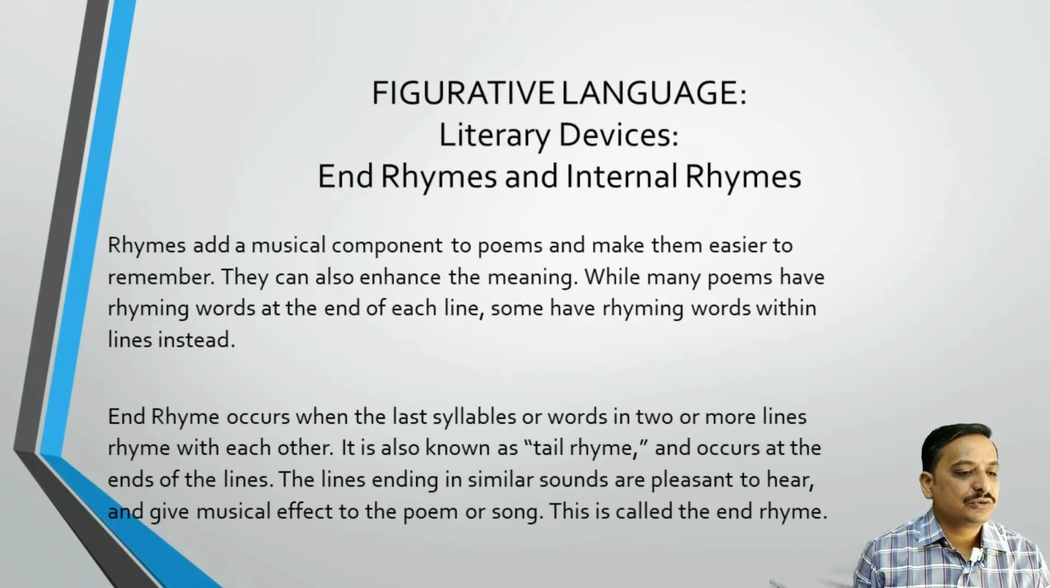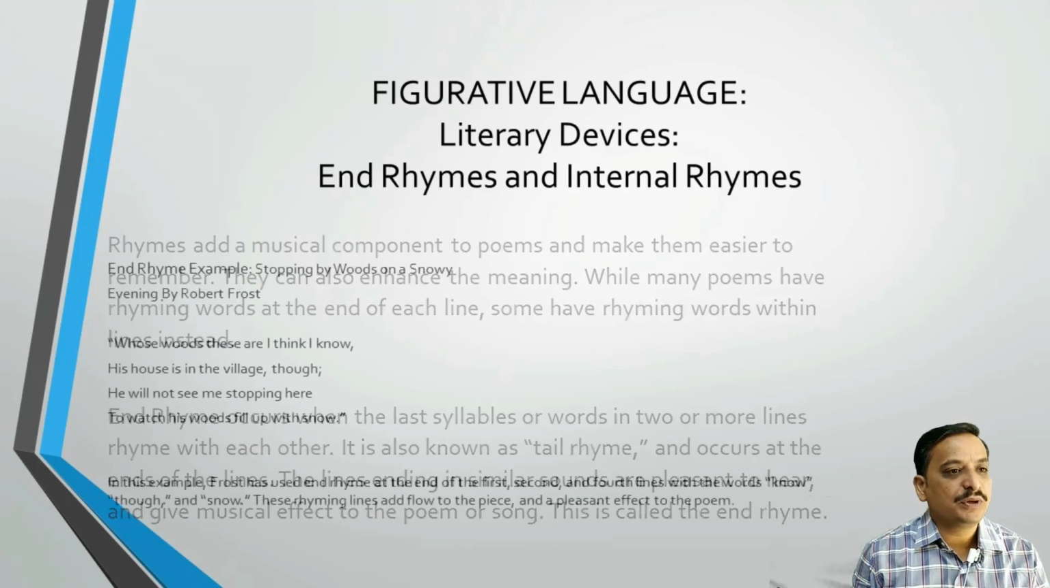Towards the end, we come to end rhymes and internal rhymes. Rhymes add a musical component to poems and make them easier to remember. They can also enhance the meaning. While many poems have rhyming words at the end of each line, some have rhyming words within the same lines instead. End rhymes occur when the last syllable of words in two or more lines rhyme with each other. It's also known as tail rhyme and occurs at the end of lines. The lines ending in similar sounds are pleasant to hear and give a musical effect to the poem or song. This is called the end rhyme.